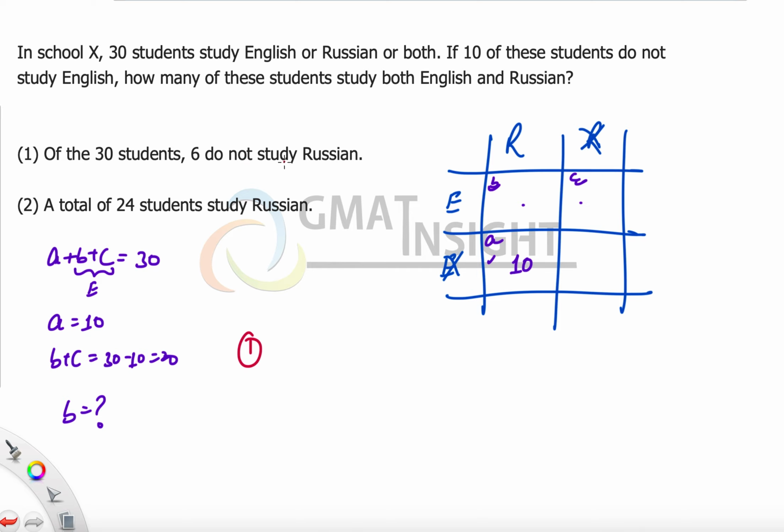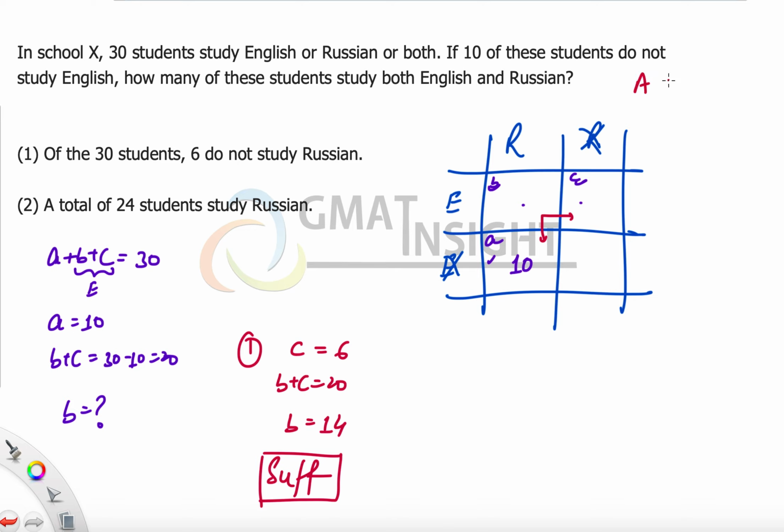Of the 30 students, 6 do not study Russian. Out of these 30 students that we have here, 6 do not study Russian. So students who do not study Russian will be only these C, because A and B study Russian. So out of these 30, C is equal to 6. And we already know that B plus C is equal to 20. That means B becomes equal to 14, which means this statement is clearly sufficient to answer the question.